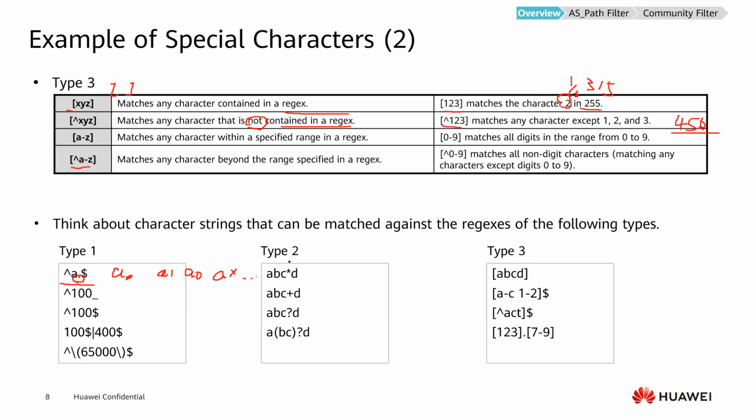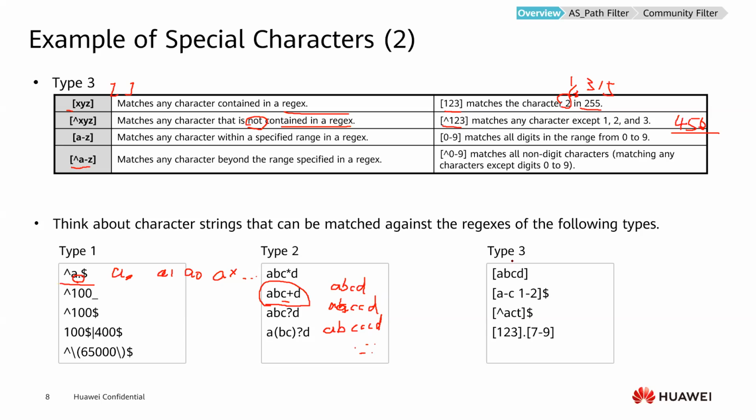And for type 2, we choose the second one. For example, ABC plus D. The plus means the C will appear once or several times, right? So ABC plus D means it will match the character C once or multiple times. For example, it can match ABCD. It can match ABCCD, and so on, because the C will appear once or multiple times.